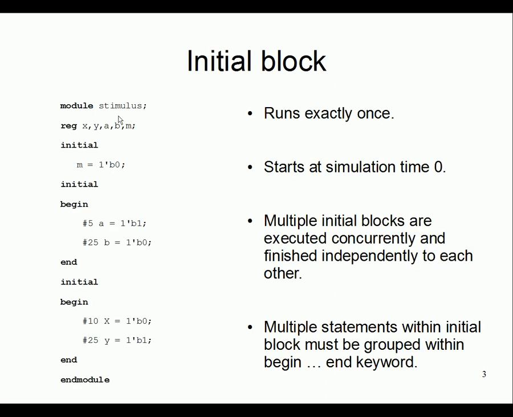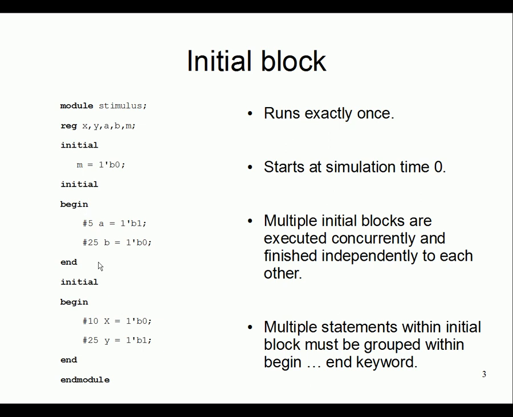So we have seen these initial blocks. We have seen this little piece of statement, like a stimulus module, some register, some initial block, m equals 1'b0. The first one is showing you that this is just a one-statement initial block, with no multiple statements, so we can get rid of this begin end. Begin and end is needed only if you want to enclose multiple behavioral statements in one block. Otherwise it's just initial and this one statement, and that's fine.